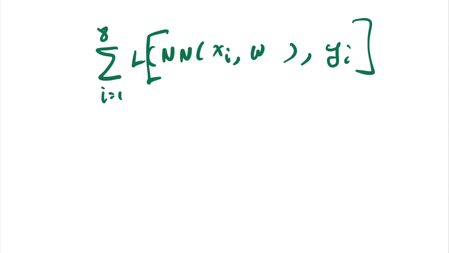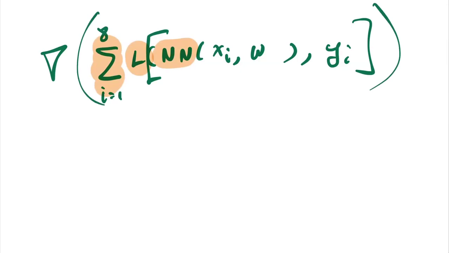What did we know about backpropagation? We knew that, let's work inside out. The neural network was a differentiable function. The loss is a differentiable function. So I can compute the derivative of the loss using backpropagation. Summation is also differentiable. So I can literally compute this gradient with respect to the weights using backprop.